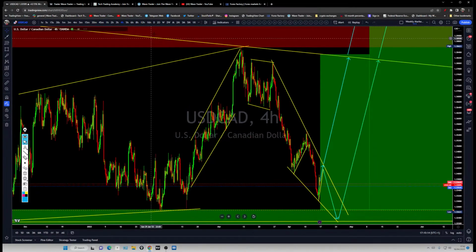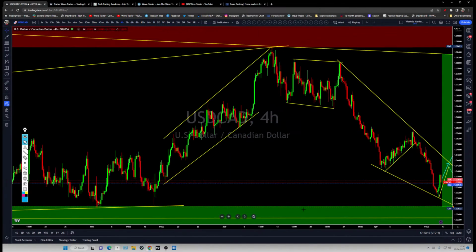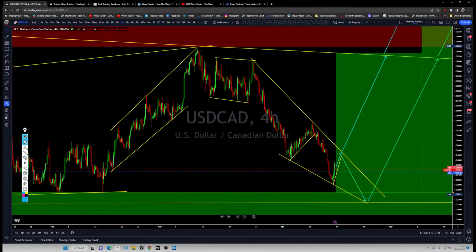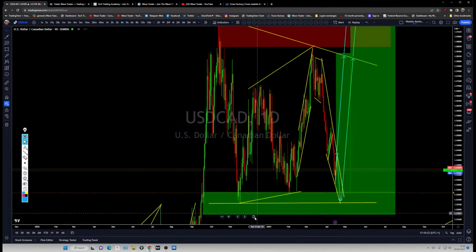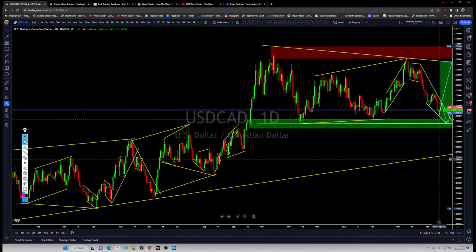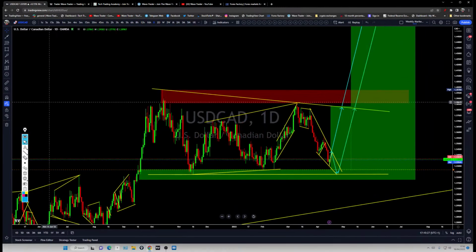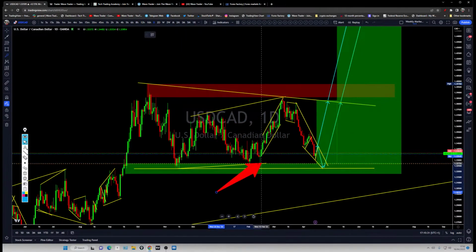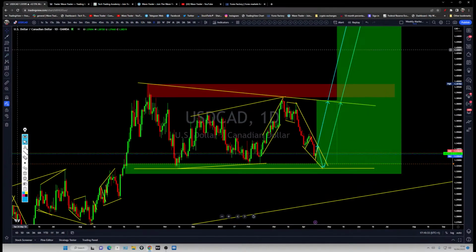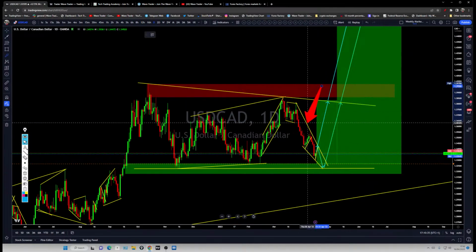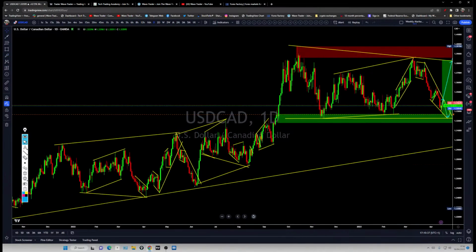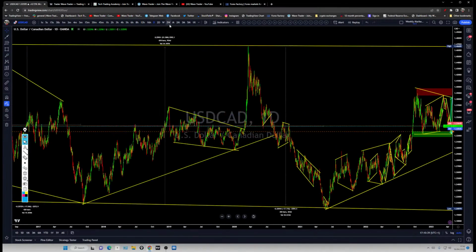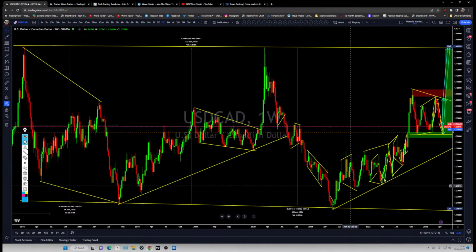Okay, so dollar CAD also broke that flag after the CPI numbers. Next week we are expecting it to hold this previous low and go higher. Price to hold that previous low, these areas, and the wedge which is just appearing over there, this wedge to break out for upside and give us a weekly wave to complete at that previous top.